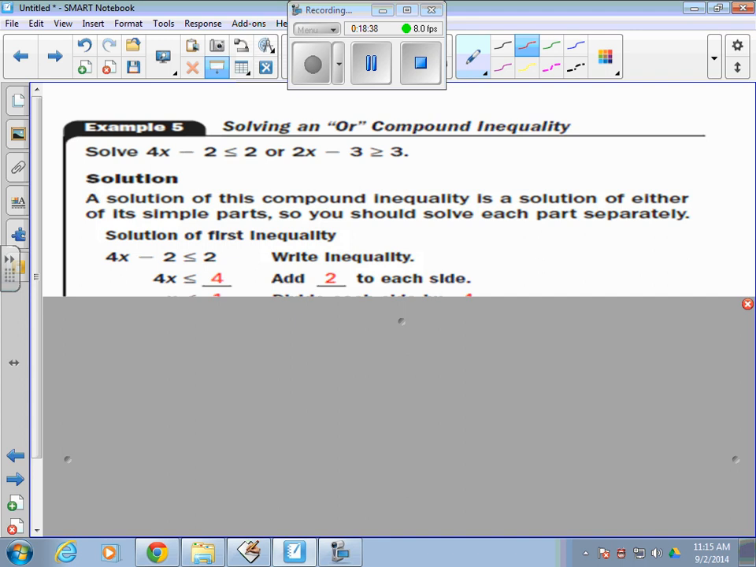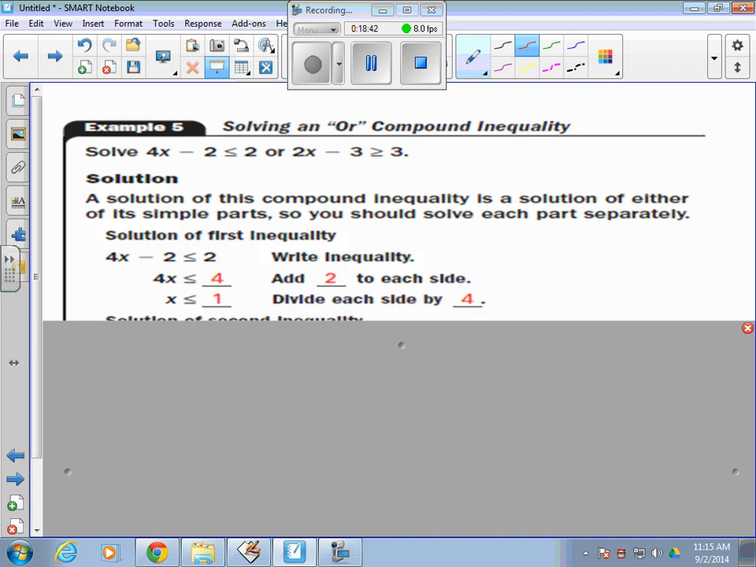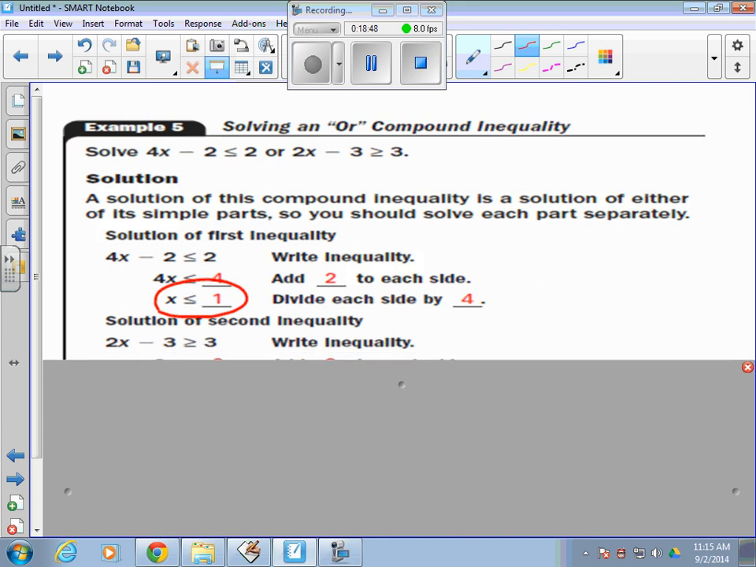It cancels out, leaves you with 4x is less than or equal to 2 plus 2 is 4. Divide by 4. X is less than or equal to 1. So that's the first one. This is the first inequality. Now do the second one. You don't get to choose which one to do. You got to do both of them.